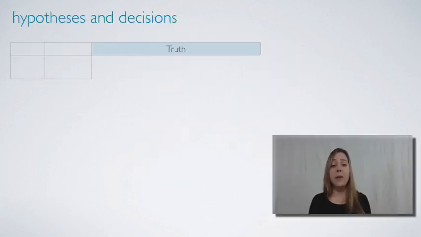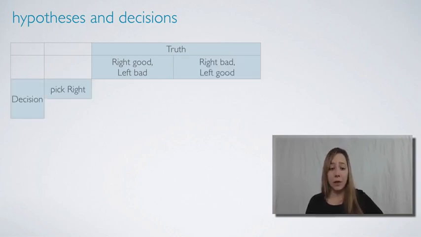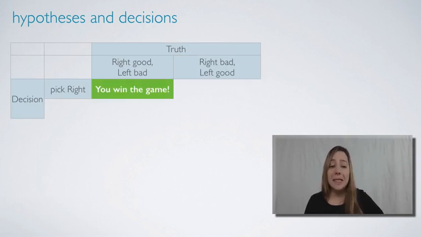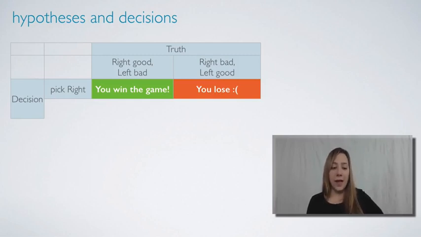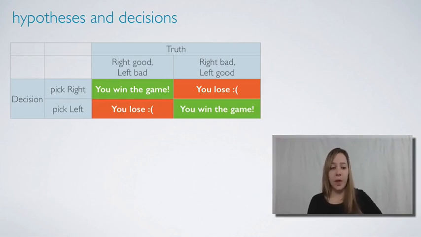Before we move on to the game, let's first evaluate the possible decisions we might make. There are two possibilities for the truth. Either the good die is in the right hand or the good die is in the left hand. If you guess that the right hand is holding the good die and the good die is indeed on the right, then you win the game. However, if the good die is on the left but you picked right, you lose the game. Similarly, if you pick left and the good die is on the right, then you lose. Otherwise, you win.